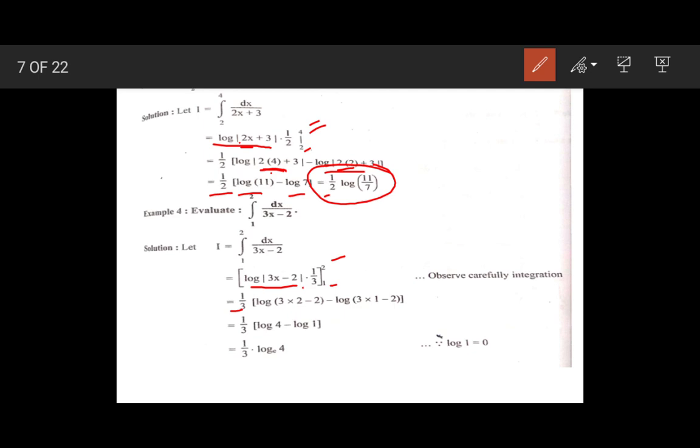Then in the bracket, first we have to substitute the upper limit in place of x, then minus, we have to substitute the lower limit in place of x. So log of 3 into 2 minus 2 minus log of 3 into 1 minus 2. So 1 upon 3 into log 4, 6 minus 2, so log 4, minus log 3 minus 2, so log 1, but log 1 is 0. So the answer is 1 upon 3 into log 4.